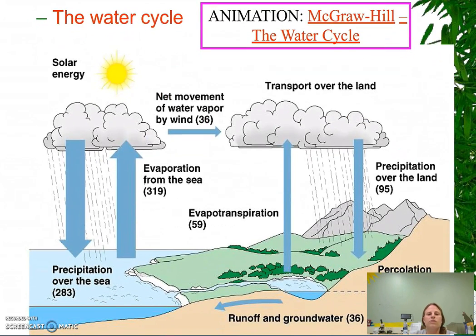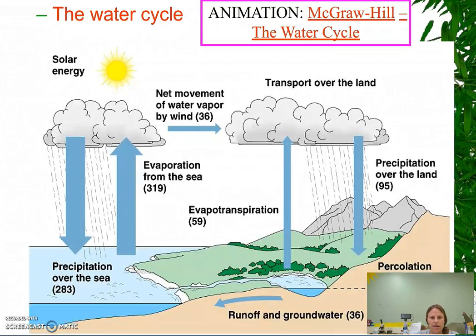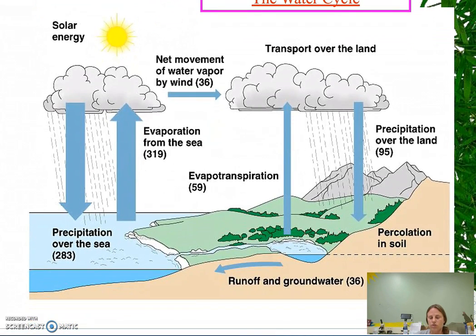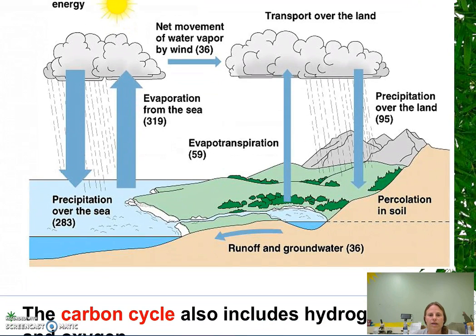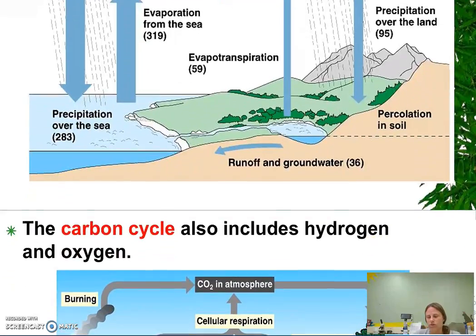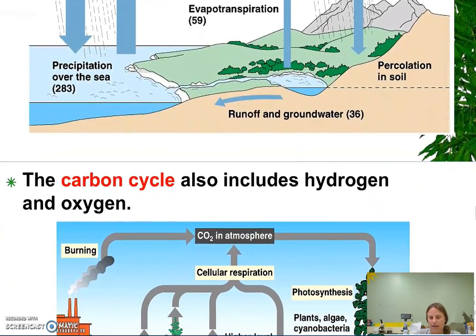Well, water comes from precipitation, either over the sea or over the land. That precipitation can then percolate or be filtered by the soil. The water that doesn't percolate in the soil can form runoff and groundwater returning back to the sea. And then you've got evaporation over the sea, which returns the water back to the atmosphere, as well as transpiration that occurs from plants that returns the water into the atmosphere.